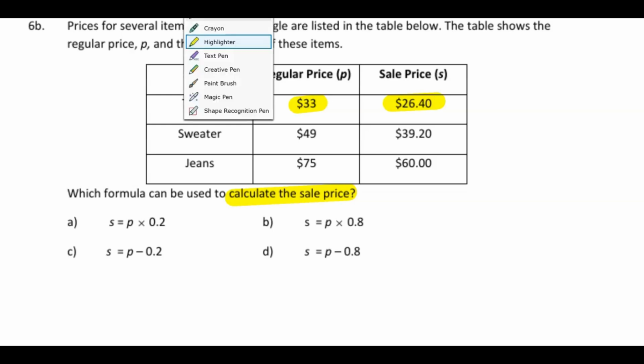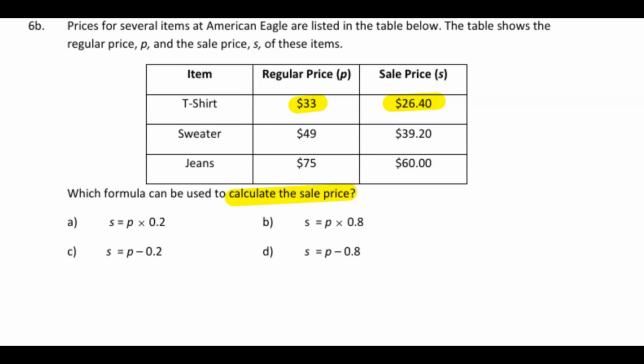Now when I look at some of my answer choices, the first thing I want to point out is if I add a 0 to these values, taking the original price and subtracting 80 cents from it is not going to have me go from $33 to $26.40. So that's a no-no. And also, taking the regular price and subtracting 20 cents is also not going to give me the new sales price. So those two are automatically excluded. We're stuck between A and B. We need to find the formula that correctly calculates the sale price from the regular price.